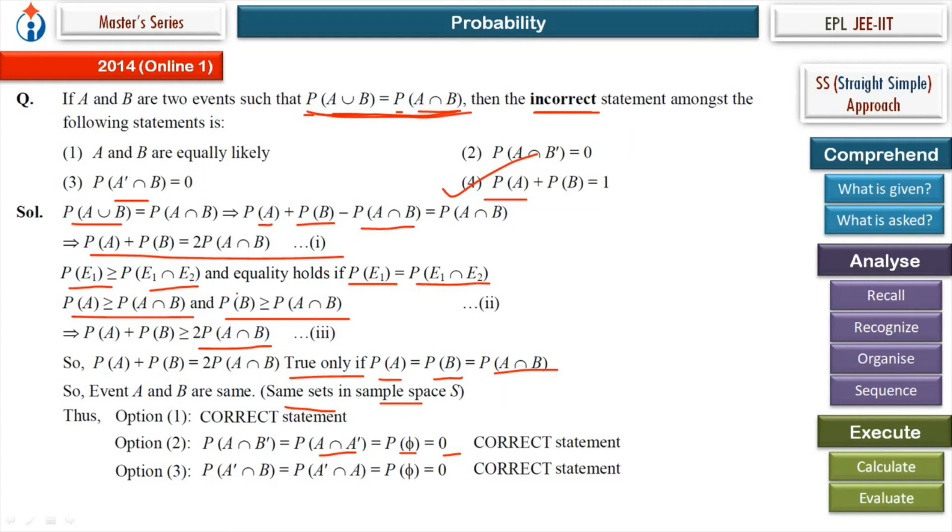So option 4 needs to be the incorrect statement among these. So what is this? P of A plus P of B. Now we know that P of A plus P of B can be any number from 0 to 2. P of A has to be from 0 to 1, P of B has to be from 0 to 1. So P of A plus P of B can be any number from 0 to 2. And nothing else is given to get the exact value. So we can't say that P of A plus P of B equals 1 for sure. It may be true, but it is not always true. So the incorrect statement is the 4th.